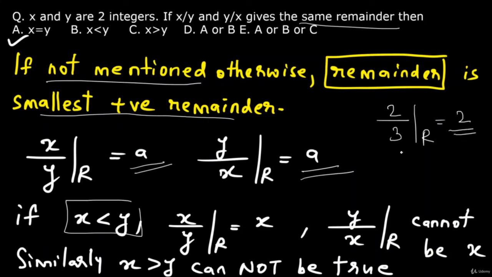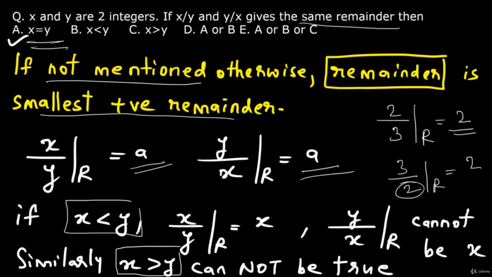Now, in this case, the reverse, that is 3 by 2, cannot have a remainder of 2 itself, right? Because here you're dividing with 2 itself. Now, because the remainder is the smallest positive remainder, a remainder equal to the divisor means a remainder of 0 itself, right? So you're not getting 2 over here. So this is not possible. Similarly, when x is greater than y also, this is not possible. Therefore, x has to be equal to y, and therefore the answer is option A.